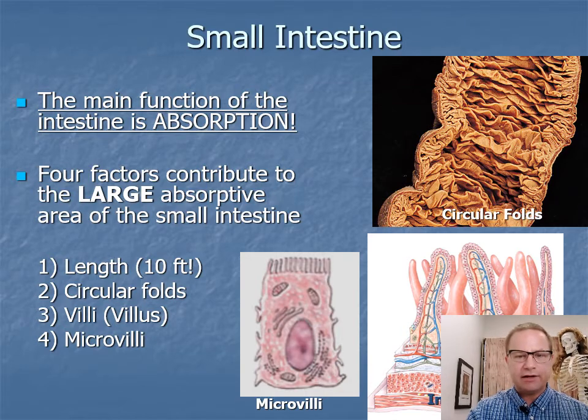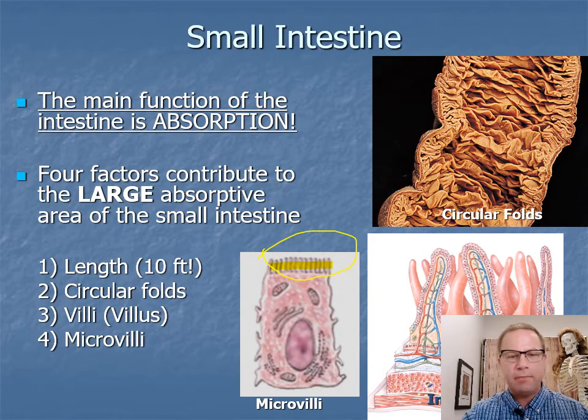Let's see if my highlighter will work. Oh, no, it's still not working. But the Bart Simpson haircut here is what we have on top of these cells, and this is called microvilli. And it's basically a little bit of brush border on top of the cells that helps to facilitate and increase the surface area even more. Now, I should point out this brush border doesn't actually move around. It doesn't have cilia on it, but it does increase the surface area for absorption.